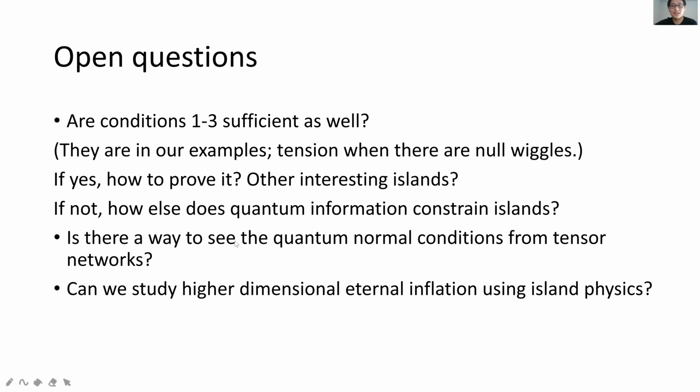And the next question, I think Janet might be interested, because the tensor network picture will tell you that even in radiation dominated FRW, there is an island, but you just cannot extremize it. The extremality condition is never satisfied. Of course, this requires dynamics in tensor networks, but it will be very interesting if these conditions also have a tensor network picture.